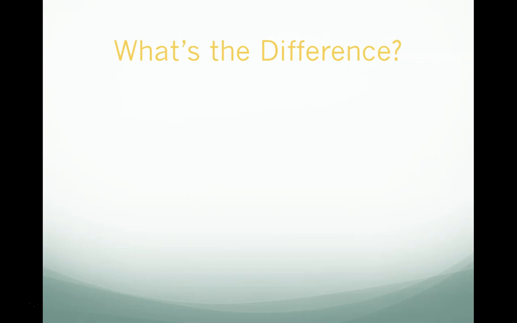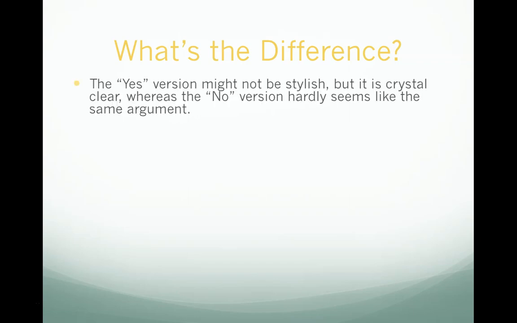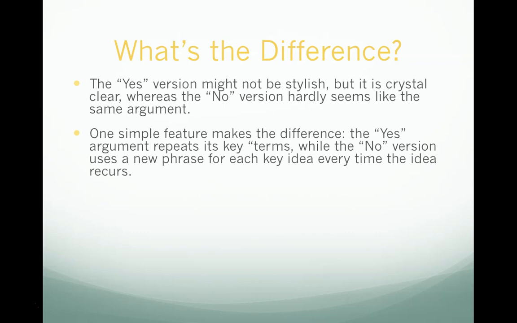So what's the difference between the two passages? The yes version might not seem as stylish, but notice that it's crystal clear, whereas the no version hardly seems like each sentence is part of the same argument. One simple feature makes the difference. The yes argument is repeating its key terms, while the no version uses a different phrase for each key idea every time that key idea recurs.